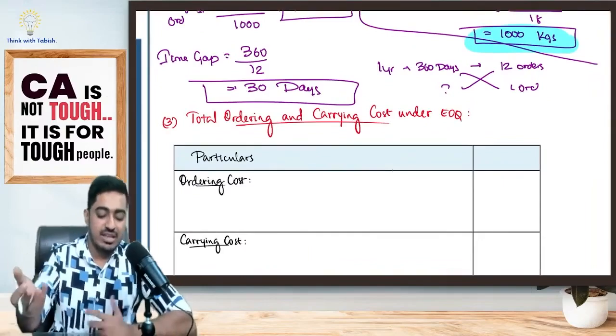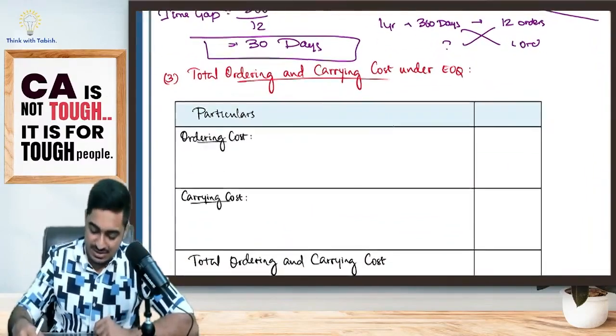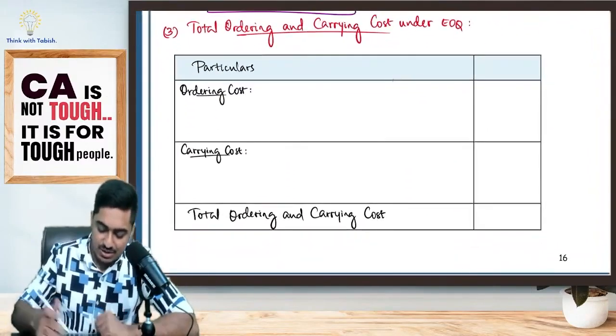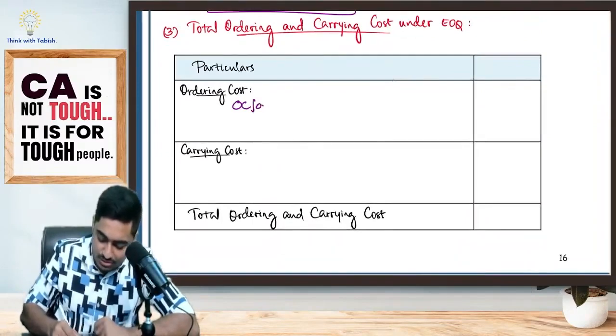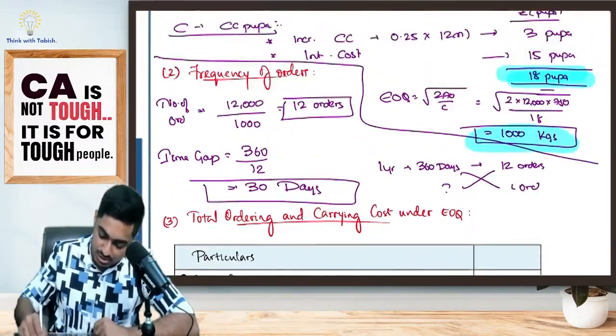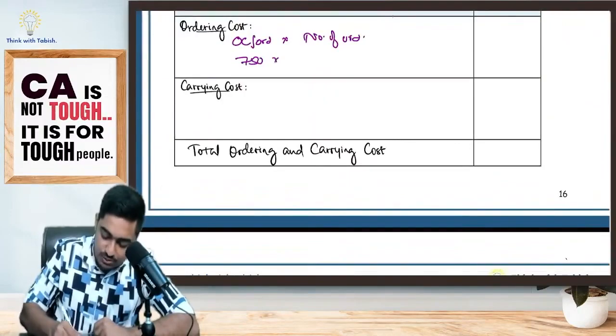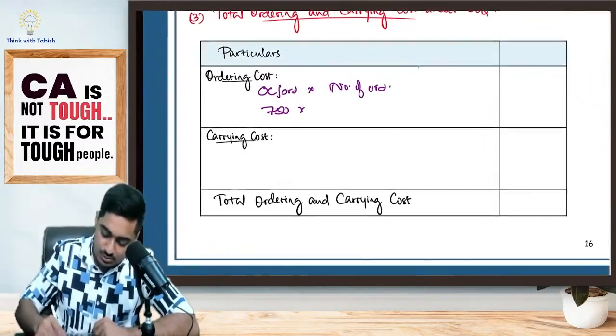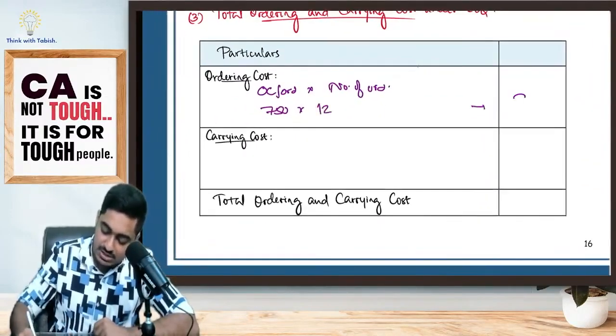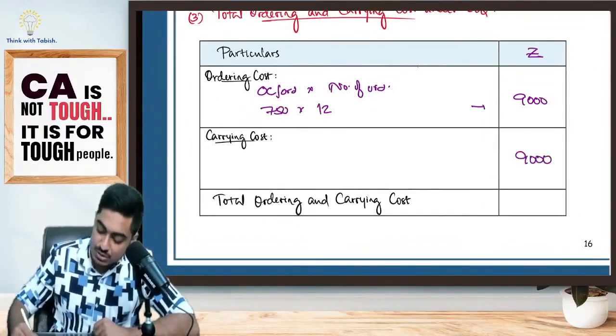Calculate the total of ordering and carrying cost as per EOQ. Fine. Yes, ordering and carrying cost also I will do. It is ordering cost per order into number of orders. Ordering cost per order I have calculated here. It is 750 per order into number of orders. Again I have calculated here, into 12 orders, 9,000. For carrying cost, since it is EOQ, I will write 9,000.